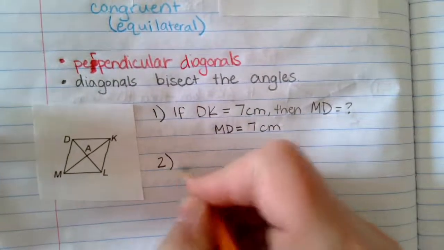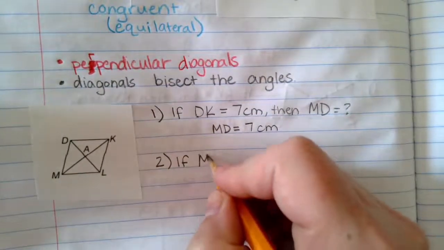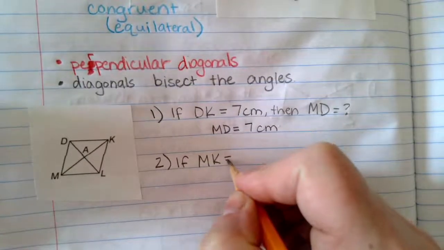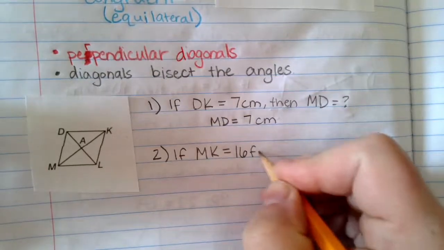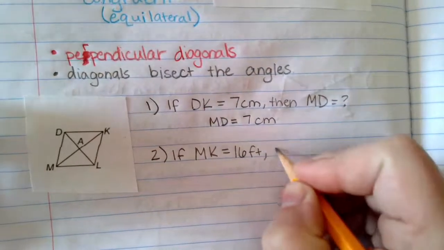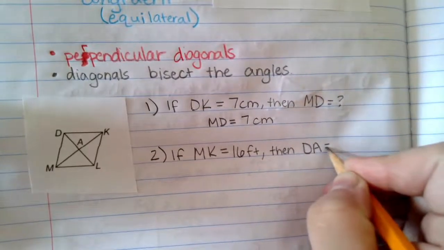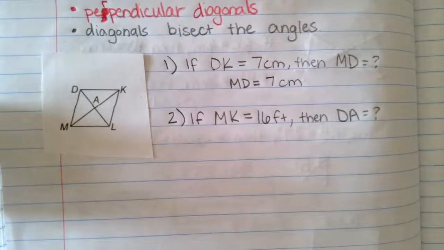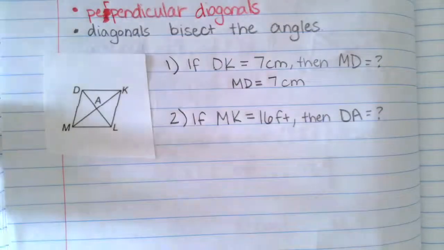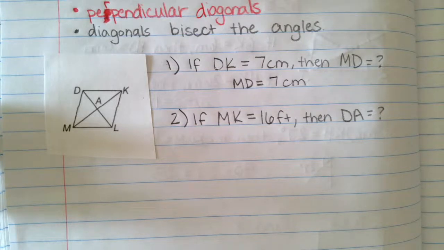If MK equals 16 feet, then DA equals question mark. So that's the problem. We're given that MK is 16 feet. Like I said, it's kind of like a refresh. We're not doing the 7 anymore. That's done, out of our brains. Okay, MK is 16. What is DA going to be?